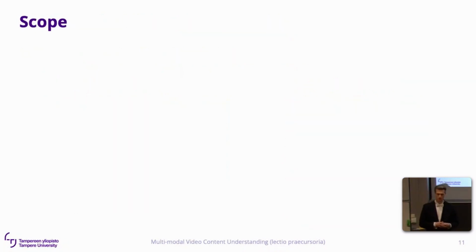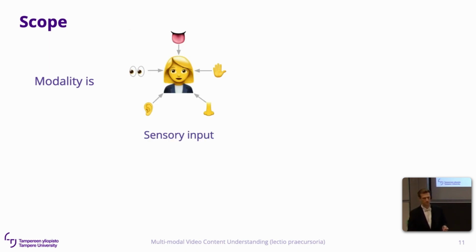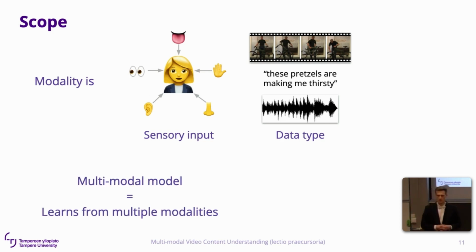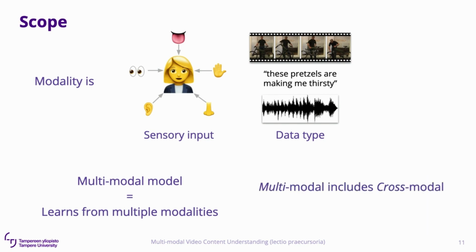So what is the scope of this thesis? First of all, what is a modality? Because in literature, it's often loosely defined. Some consider it a sensory input, which corresponds to the five human senses, others a data type. In this work, I'm going to use the second definition, and I'm going to focus particularly on vision, text, and audio. As you can guess, a multimodal model is a model that learns from multiple modalities. This is pretty easy. And finally, I'm going to consider a cross-modal model as a subset of multimodal models.